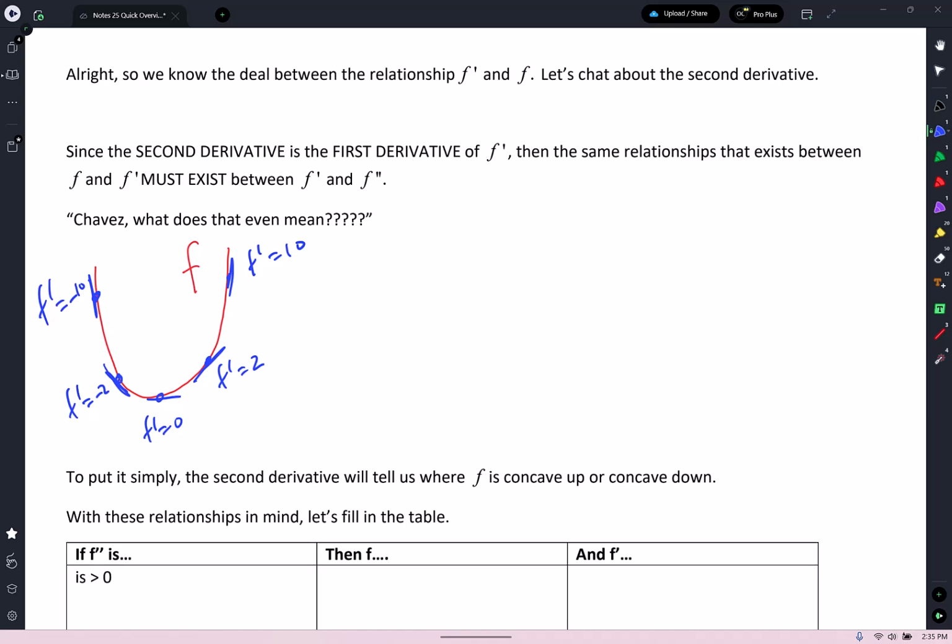Do you guys notice that? If f prime is increasing, that also means that f prime prime is positive. See? So that's the big picture. It's that, guys. It's that.